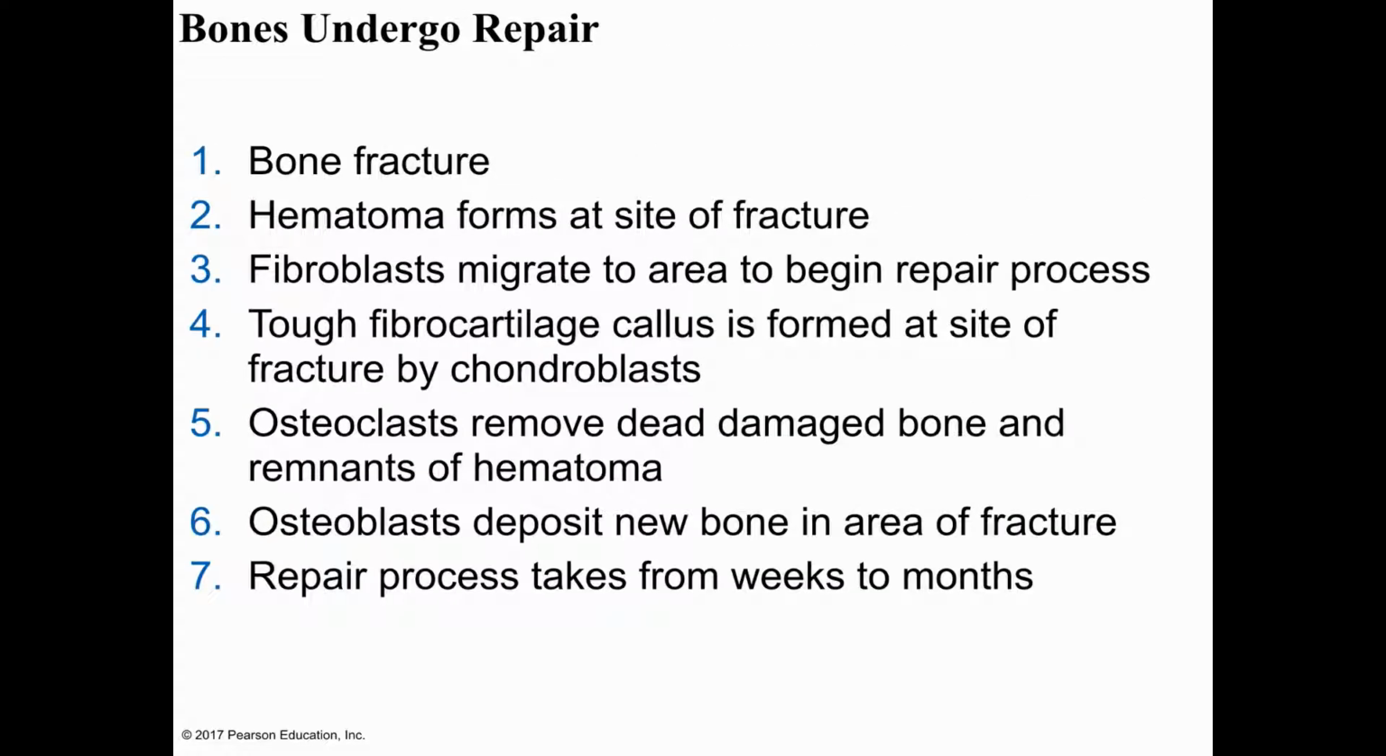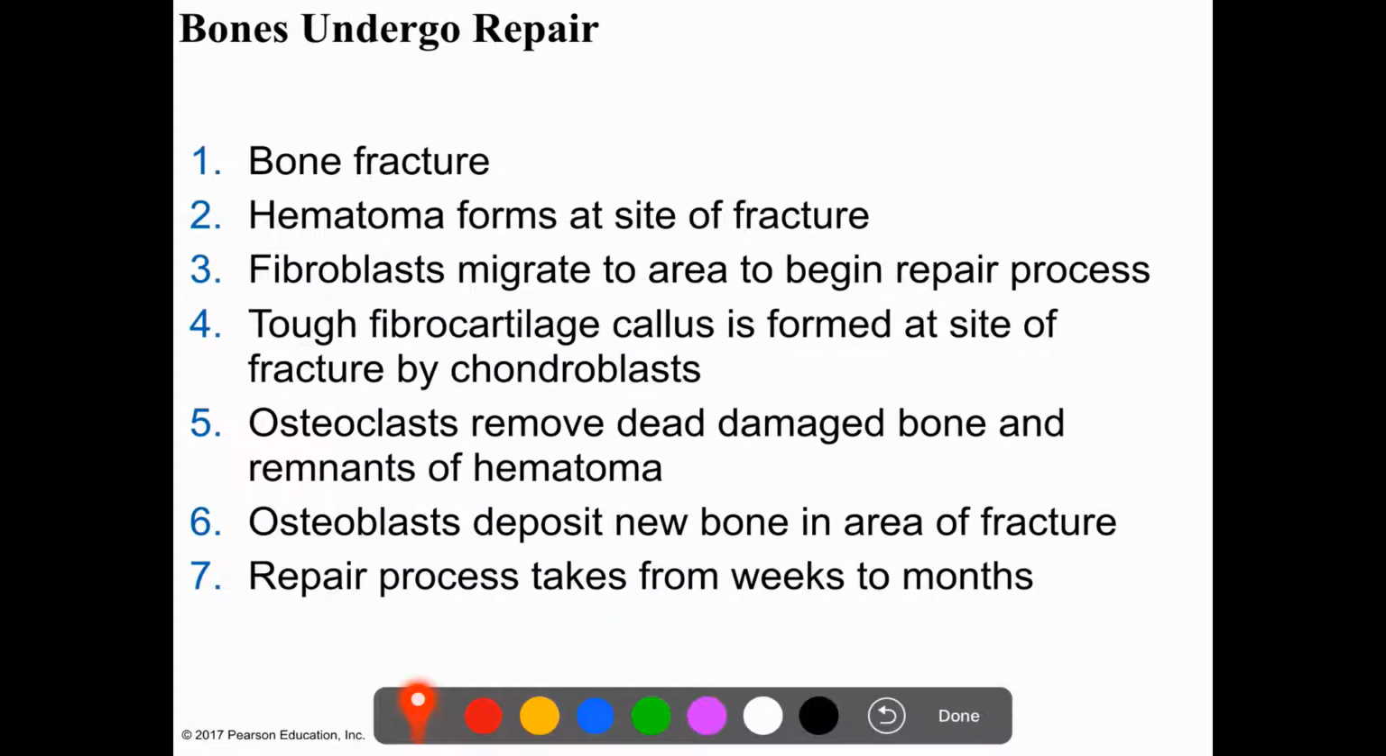Bones undergo repair whenever there is a bone fracture, and these are the mechanisms of how bones repair themselves. So we will have the bone fracture, then blood cells would come to the site of fracture. The fibroblasts, these are the mother cells, are going to move to the area to begin the repair process. Then the tough fibrocartilage callus is formed at the site of fracture by the chondroblasts. Then osteoclasts remove the damaged bone and remnants of the hematoma.